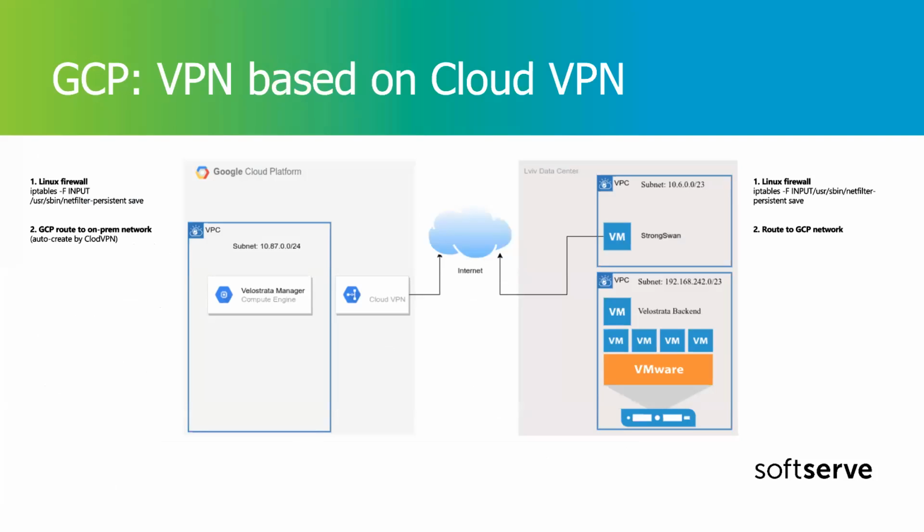This is our network scheme, which we will use in our demo. You can see we create a VPN tunnel between GCP and VMware. At the on-prem site, we have a virtual machine with a public IP. On this VM, we install StrongSwan and build a VPN tunnel between GCP and on-prem. And between this machine with StrongSwan and our data center, we built an IP tunnel.